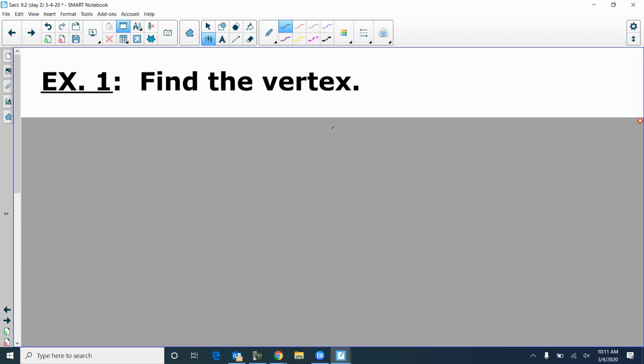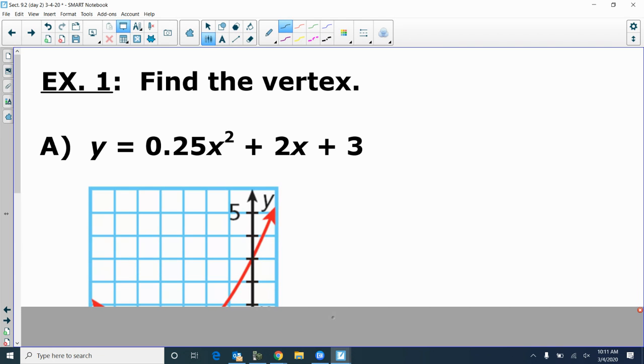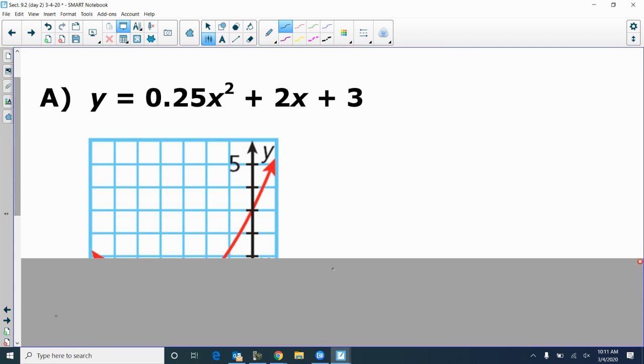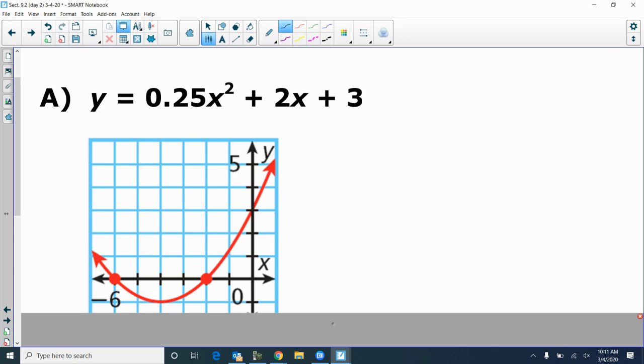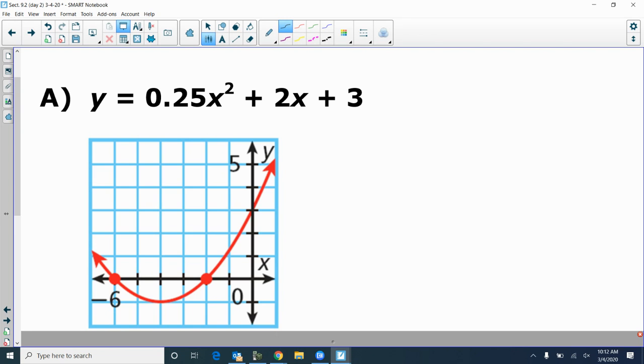All right, find the vertex. So if you take a look here, we were on the back of those guided notes from yesterday, on the front of the second page. The first one, for A, says y equals 0.25x squared plus 2x plus 3, right? Here's the graph. Looking at this, what is the vertex?